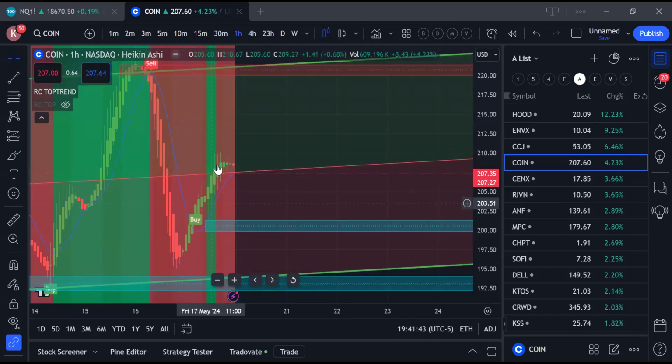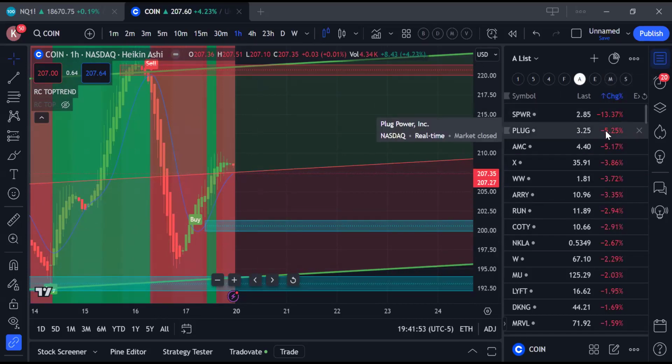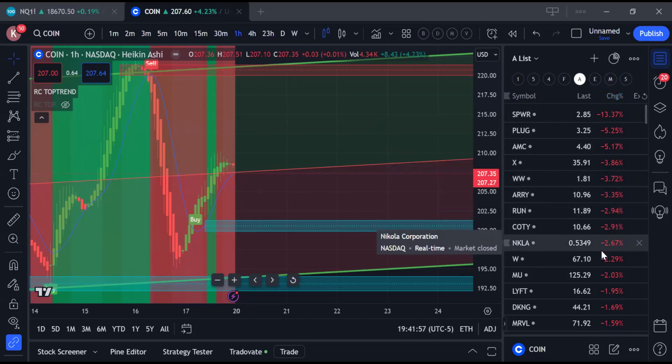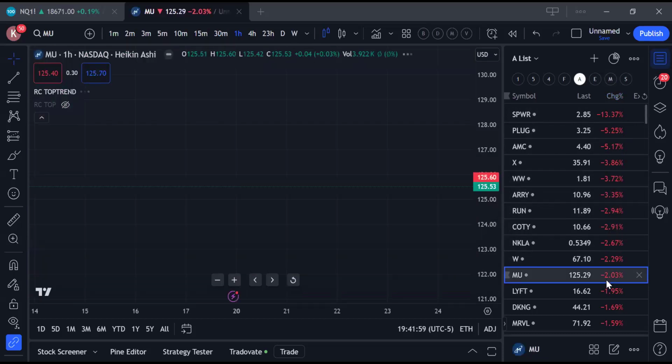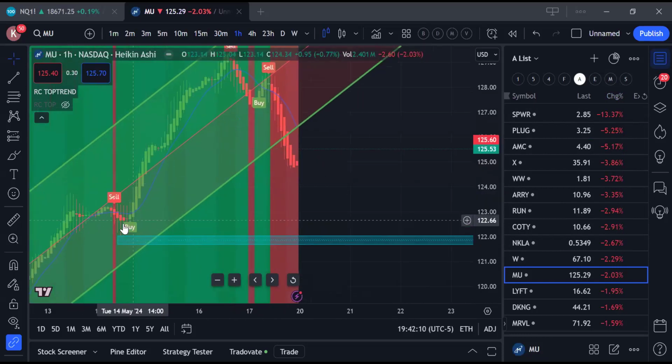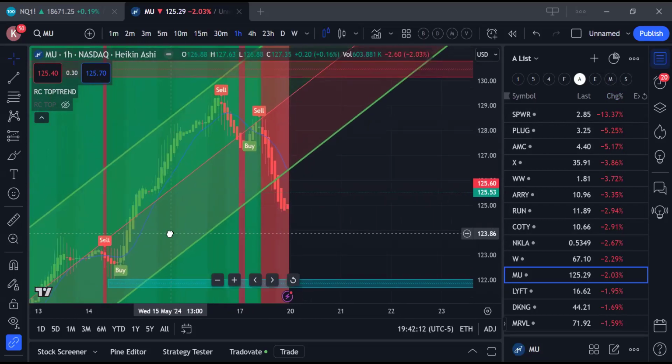For example, tomorrow morning we get a sell, right? If the background is red and you get a sell, you buy the puts, it will come all the way down. So whenever your background is red, you get a sell signal, you will make nice profits. Whenever your background is green, you get a buy signal, you will make nice profits.